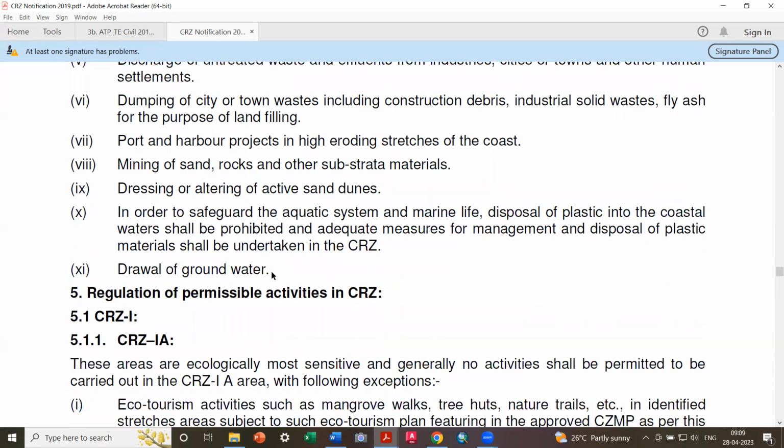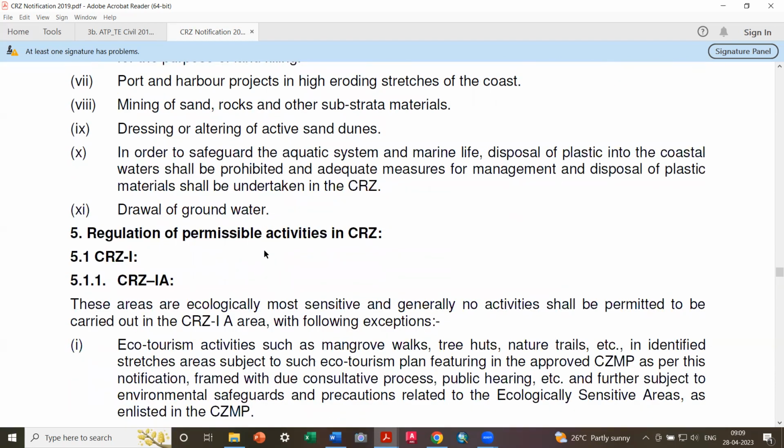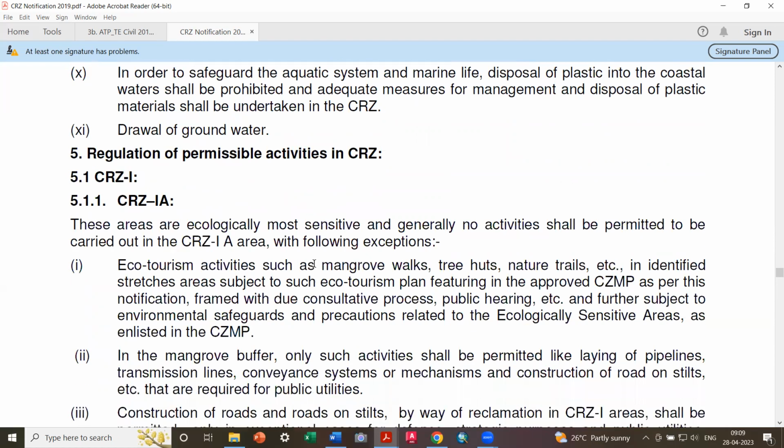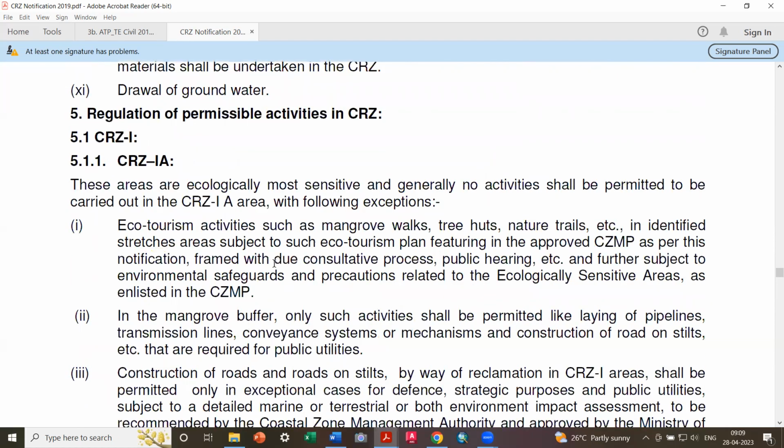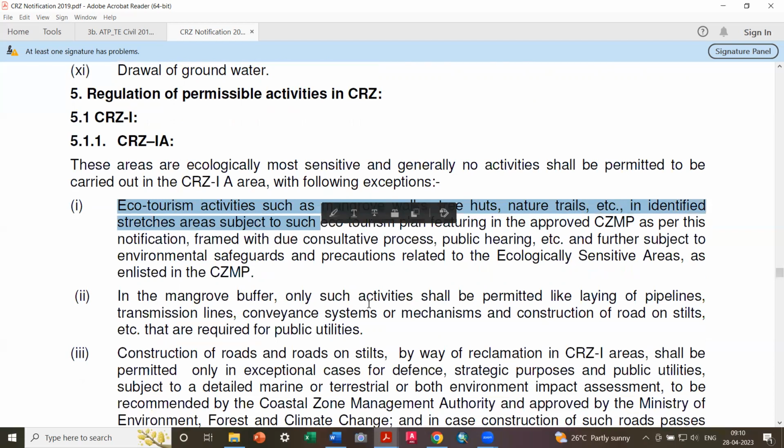So these are prohibited. The regulation permissible activities in CRZ. Even if it is CRZ, we have to see which things are permissible for development. Considering sustainable development we can promote ecotourism activities, mangrove walks, tree huts, nature trails, temporary structures we can construct, tents we can say, identified stretches. After looking at all this, it can be planned.